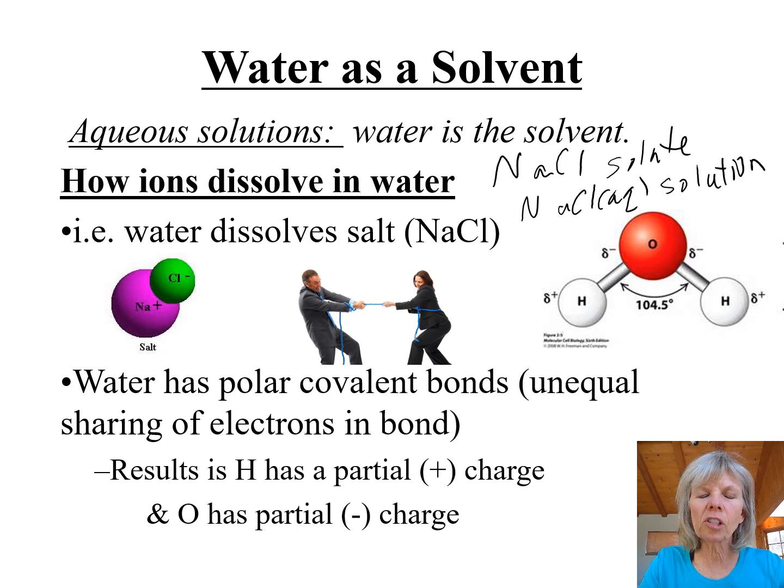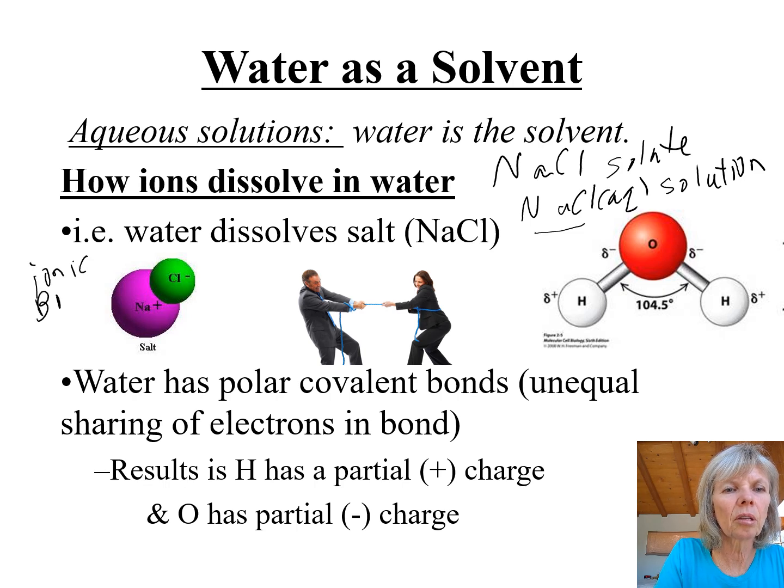What I want you to understand is how does water actually dissolve ionic compounds? Our example we're going to look at is using sodium chloride. And a little bit of review, sodium chloride has ionic bonds. What we learned earlier is ionic bonds are when we have cations attracted to anions. Cations are positive, anions are negative.